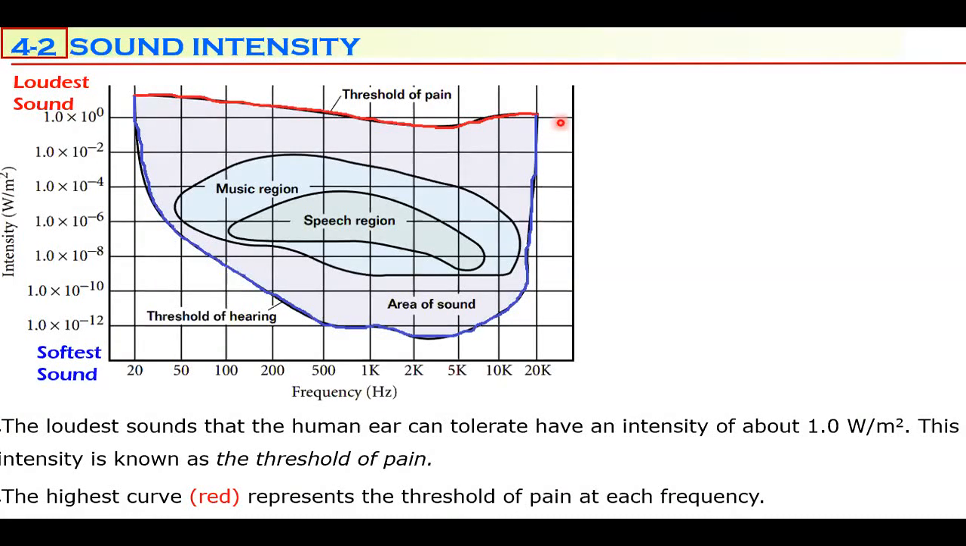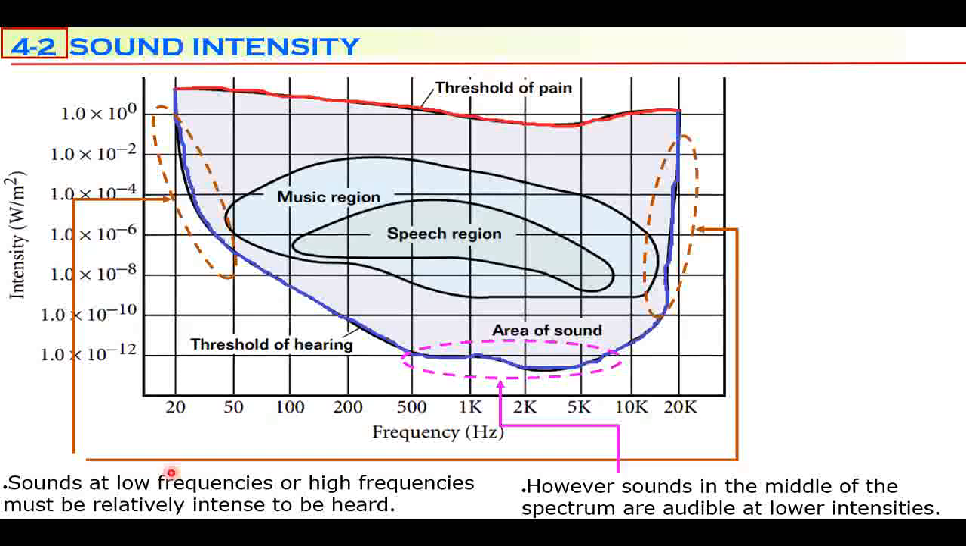And sounds at low frequencies and high frequencies must be relatively intense to be heard. As you see, 20 and 50 hertz sounds need high intensity to be heard. But also the highest sound, 20 kilohertz, needs a very high intensity to be heard. However, sounds in the middle of the spectrum are audible at lower intensities. As you see, they are audible at about 10 to the power of negative 12 watt per meter squared.